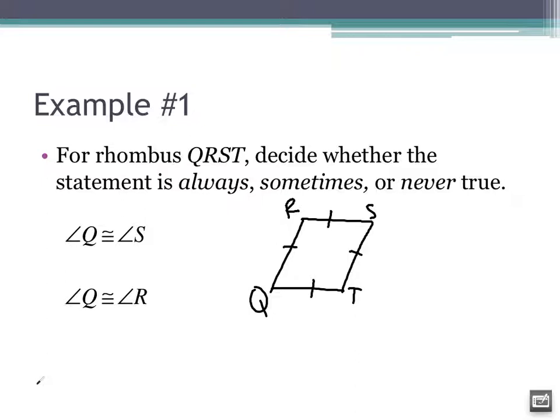Okay, angle Q being congruent to angle S. So are opposite angles always, sometimes, or never true in a rhombus? Well, this is always true in a parallelogram. A rhombus is a type of parallelogram, so this is always true.